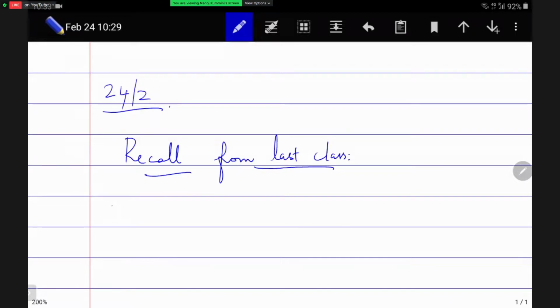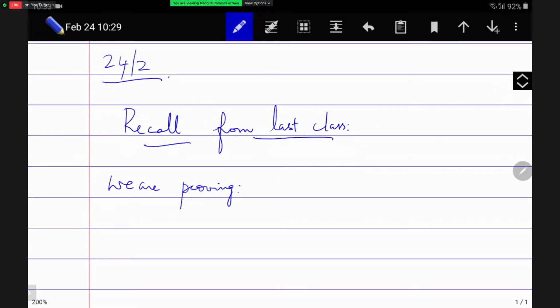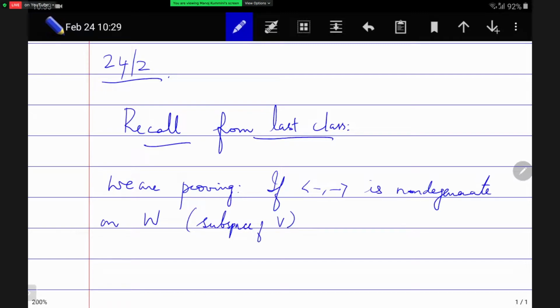We are proving this theorem: if the form is non-degenerate on W, this is a subspace of V, then V is W direct sum W perp.